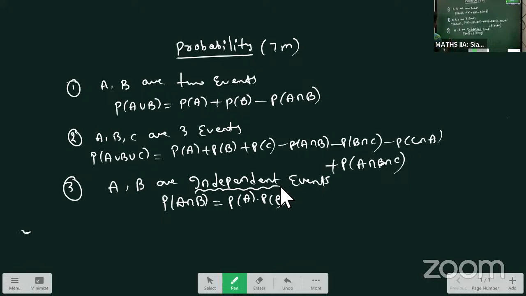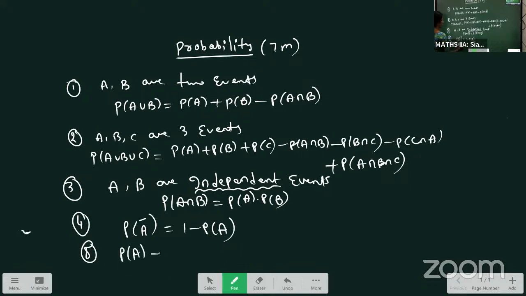Next, P of A complement. Complement is denoted by either A dash or A complement. It is equal to 1 minus P of A. Generally, success plus failure is equal to 1. That is, P of A plus P of A complement is equal to 1. Based on these formulas, today I am going to explain a 7 marks question.